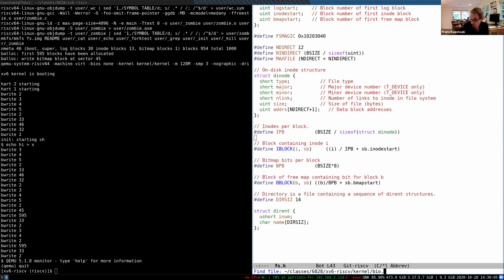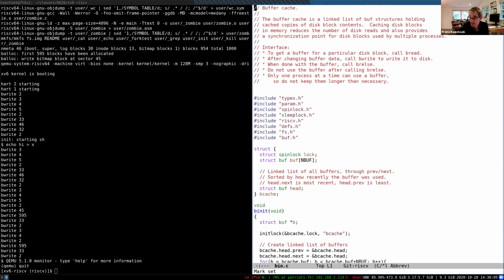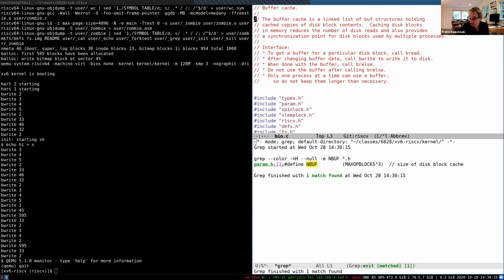Okay, let's go to bio. Let's actually first check if nbuff is bigger than... Okay, it sets the max block size of the block cache. So it's set up to something big.